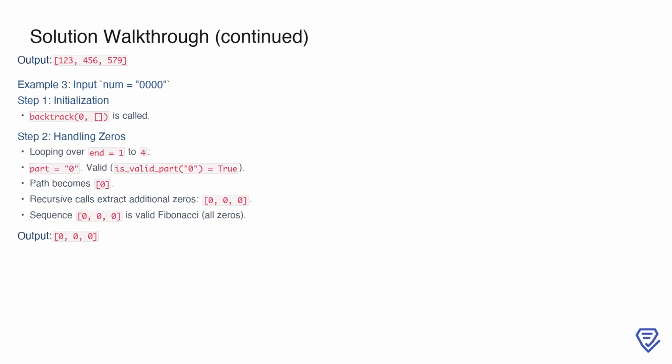For the input number equals 0000, we start again by calling backtrack with an empty path. This time, we encounter a string of zeros. As we loop to form partitions, the substring 0 is extracted. This is valid since a single 0 is allowed, and it's converted to an integer before being added to the path. The path becomes 0. We then proceed with recursive calls, extracting additional zeros, resulting in 0, 0, 0. Since all zeros form a valid Fibonacci sequence where each number is the sum of the previous two, the sequence 0, 0, 0 is returned as the output.